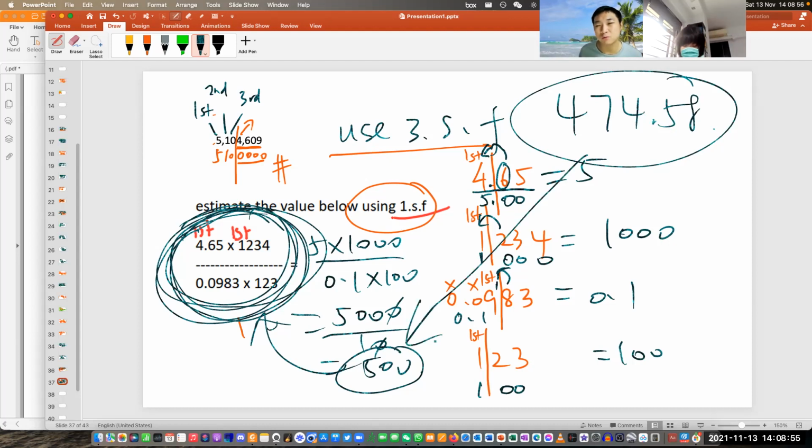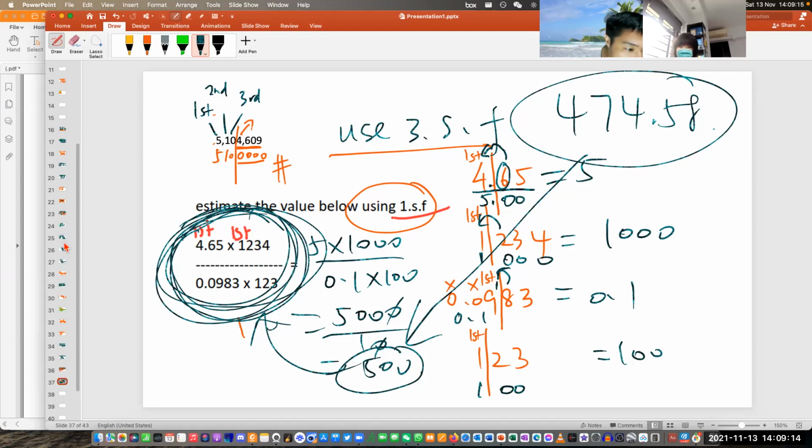Can you see 474.58 compared to 500? Yeah, there is a difference of 20 plus, but you save so much time. All right, you save so much time by doing the estimation.